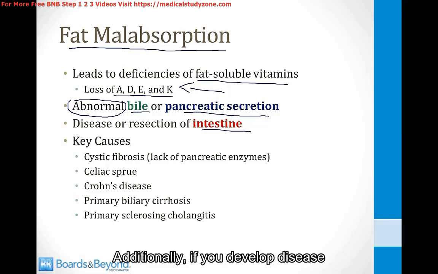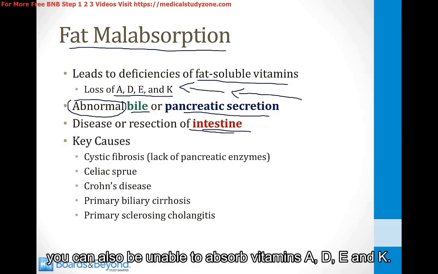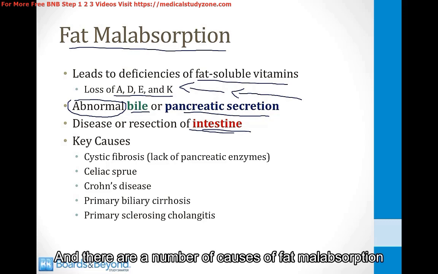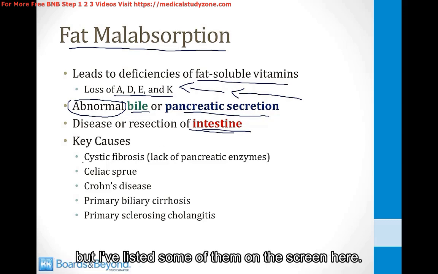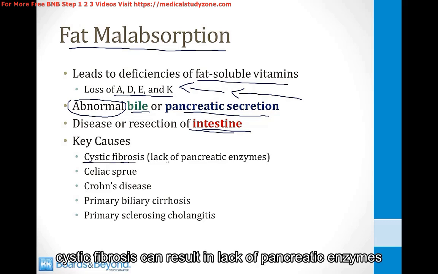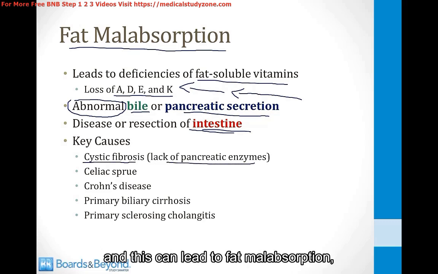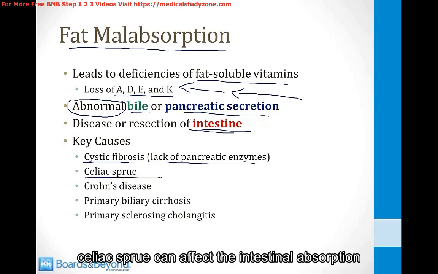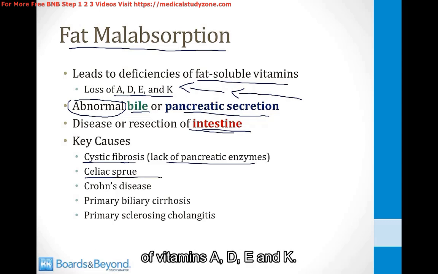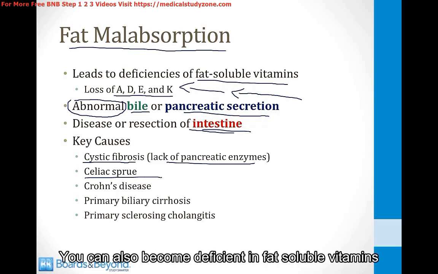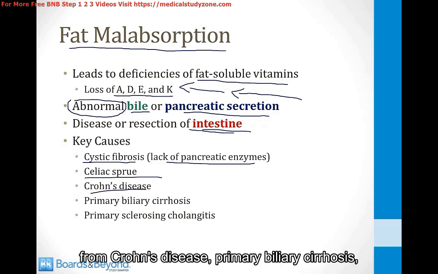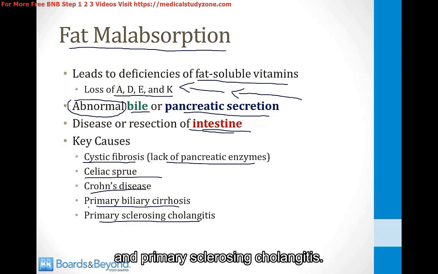Additionally, if you develop disease or have a resection of your intestine, you can also be unable to absorb vitamins A, D, E, and K. And there are a number of causes of fat malabsorption, but I've listed some of them on the screen here. Cystic fibrosis can result in lack of pancreatic enzymes, and this can lead to fat malabsorption. Celiac sprue can affect the intestinal absorption of vitamins A, D, E, and K. You can also become deficient in fat-soluble vitamins from Crohn's disease, primary biliary cirrhosis, and primary sclerosing cholangitis.